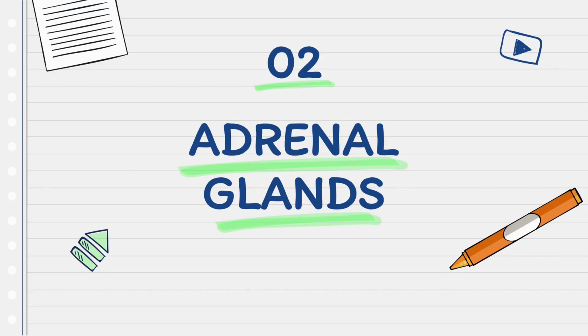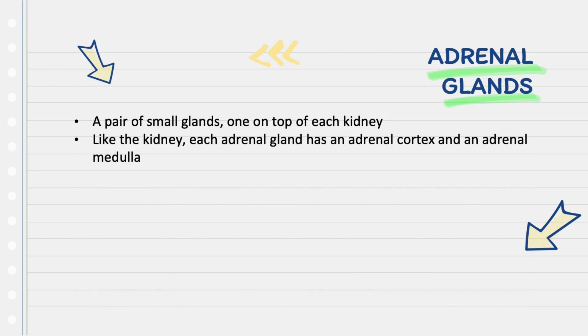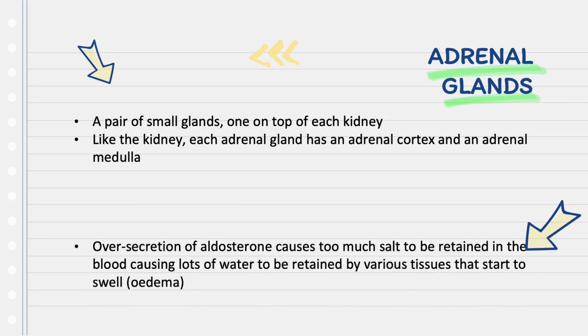Next, we move on to the adrenal glands. What are adrenal glands? It is a pair of small glands that are located one on top of each kidney. Like the kidney, each adrenal gland has an adrenal cortex and an adrenal medulla.